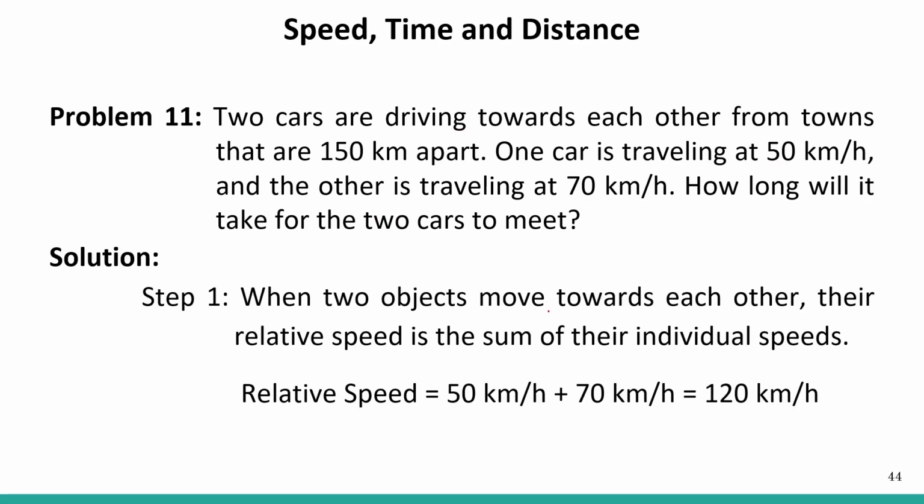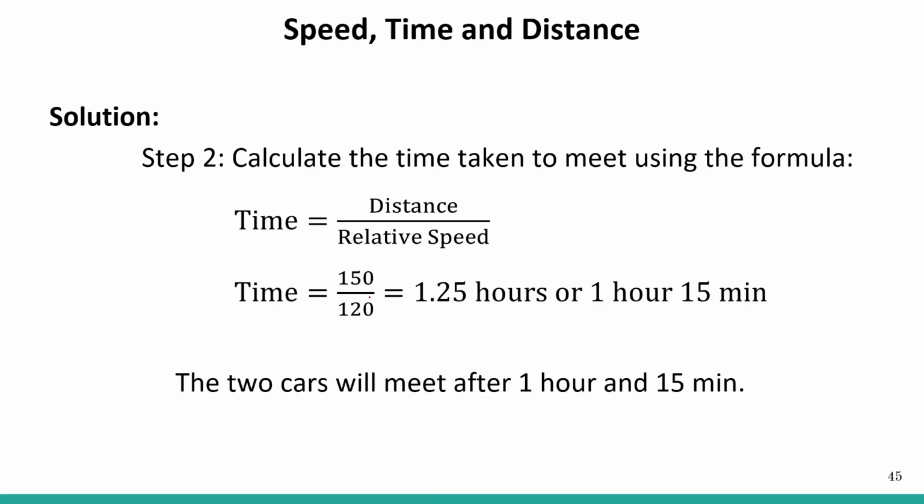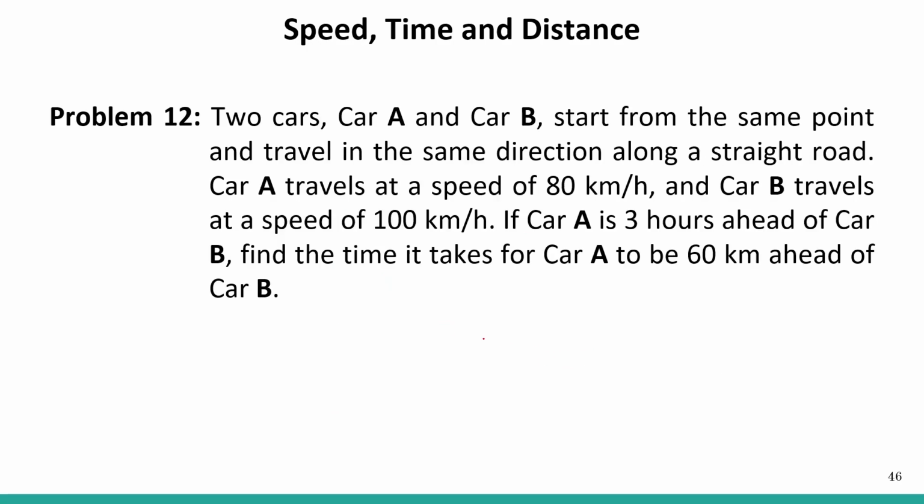When two objects move towards each other, the relative speed will be added up. So one is 50 and the other is 70. Adding up these two, we are left with 120 km per hour. So calculating the time taken to meet using the time formula: time is equal to distance by relative speed. So 150 by 120 is equal to 1.25 hours, which is 1 hour and 15 minutes. So the two cars will meet after 1 hour and 15 minutes.